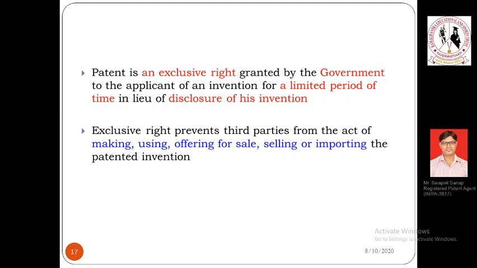Who will be the maker? For example, the maker would be a person we call a manufacturer or producer. He will be categorized as making. So you can stop any person who makes this particular thing. Using, what is the meaning of using? Using means any end user. For example, people like you and me are the users. We are not aware whether a product which I just bought from the market is actually copied from any patented invention, or whether it is the creation of the seller itself.